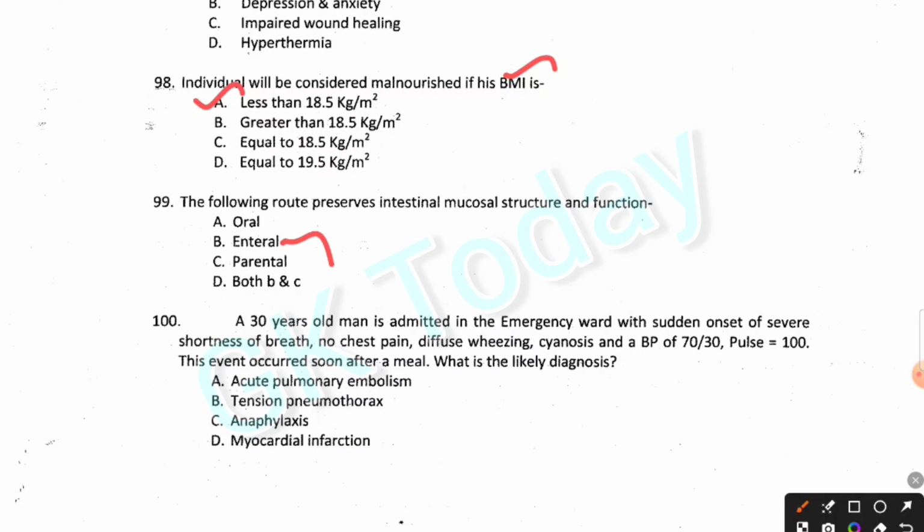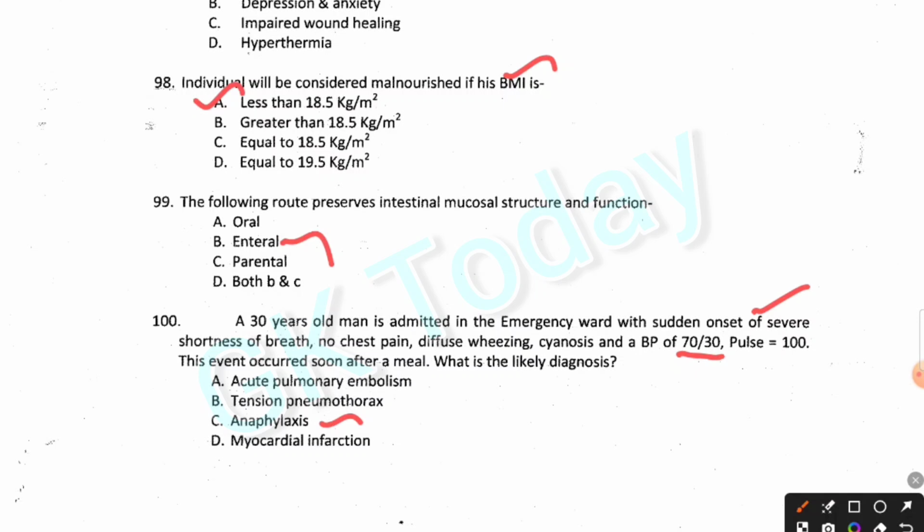Question number 100. A 30 years old man is admitted in the emergency ward with sudden onset of severe shortness of breath, no chest pain, diffuse wheezing, cyanosis and a BP of 70/30, pulse 100. This event occurred soon after a meal. What is the likely diagnosis? Correct answer is option C, anaphylaxis.